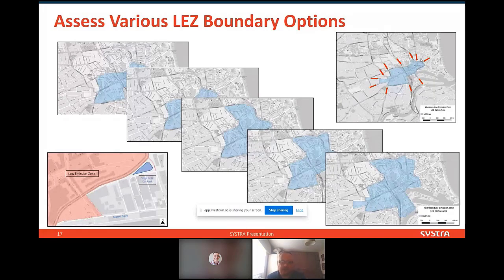boundaries that came from the NLEF process. And once we assessed them, we were able to develop a hybrid of some of the options, which was the best, met the targets the best.